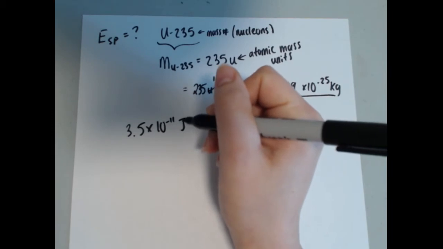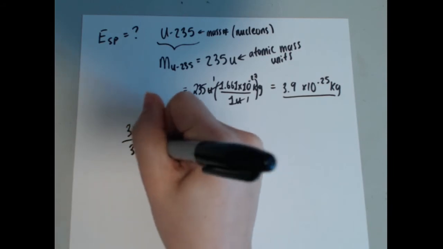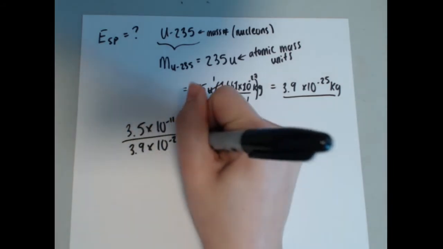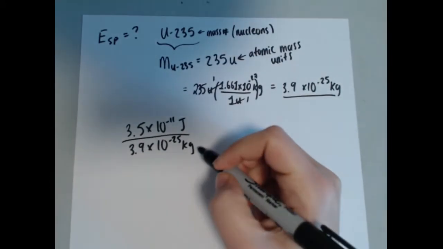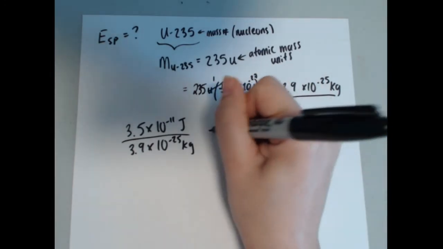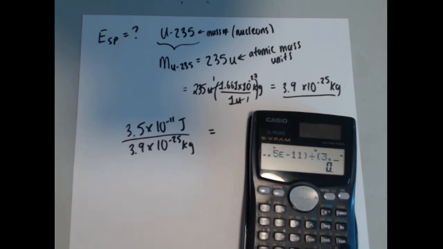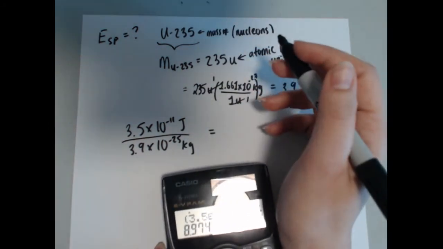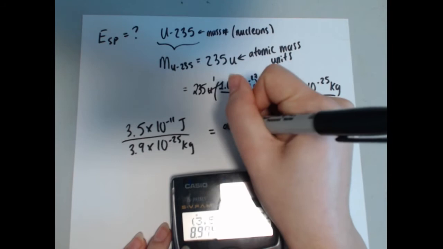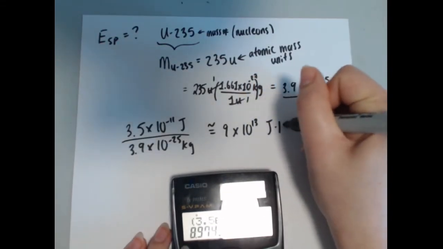Now, if we take that and we divide by, well, how many kilograms do we have for one uranium atom, that's 3.9 times 10 to the minus 25 kilograms. Well, I'm going to have how many joules per kilogram I have for one atom of uranium-235, and that's exactly what I want. So I'm going to go ahead and divide these two numbers. So I've got 3.5 times 10 to the minus 11 divided by 3.9 times 10 to the minus 25. I've got, well, it's about, let's round that to 9. So that's about 9 times 10 to the 13 joules per kilogram.